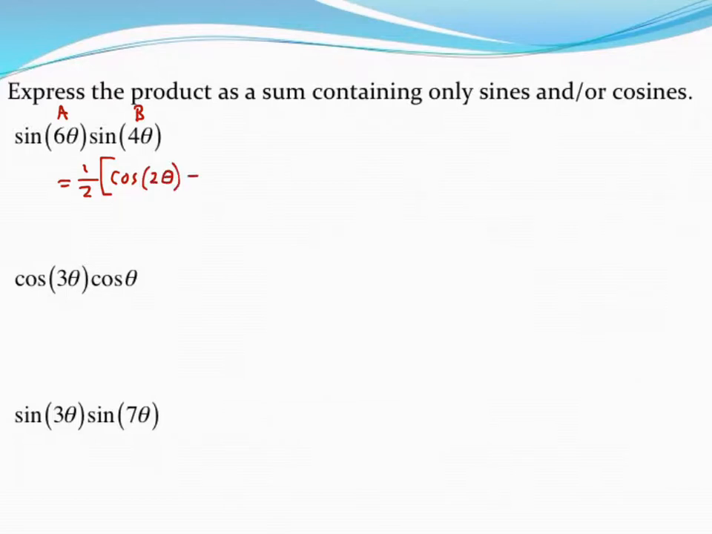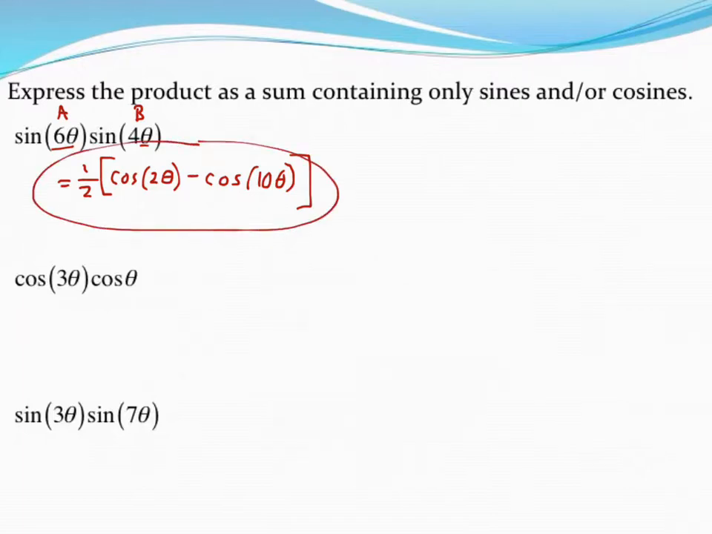And then minus, oops, I'm sorry, times the cosine of A plus B, so 6 theta plus 4 theta gets me cosine of 10 theta right here. Notice I've used parentheses around my different angles in there, and believe it or not, that's your answer. That's my product written as a difference. These problems are that easy, it's just a matter of applying the appropriate formula.